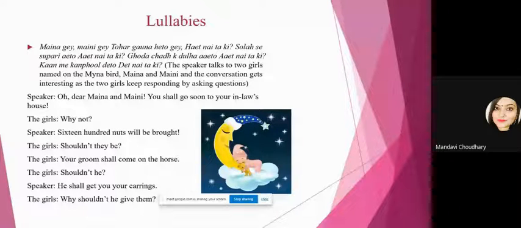The speaker says, 1,600 nuts will be brought. And the girls respond by saying, "Shouldn't they be?" Speaker says, "Your groom shall come on the horse." And the girls again put forward a question, "Shouldn't he?" And then lastly, the speaker says, "He shall get your earrings." And the girls ask, "Why shouldn't he get them?"